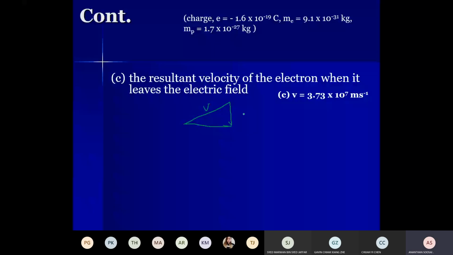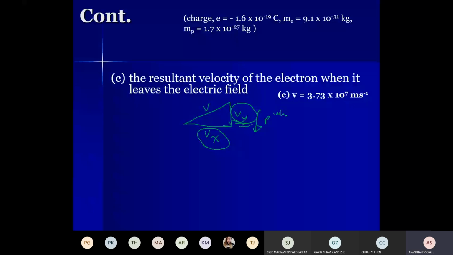Vy and Vx, right? Vx for both of them is the same. What happened to the Vy for the proton when it crossed the plate? Is the Vy of the proton going to be smaller or bigger than the electron's Vy? Smaller, right? Vy is going to be smaller.